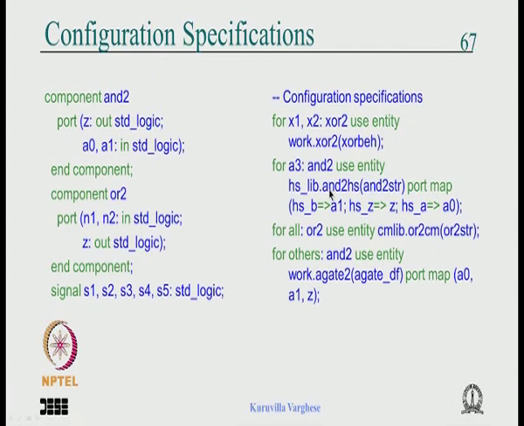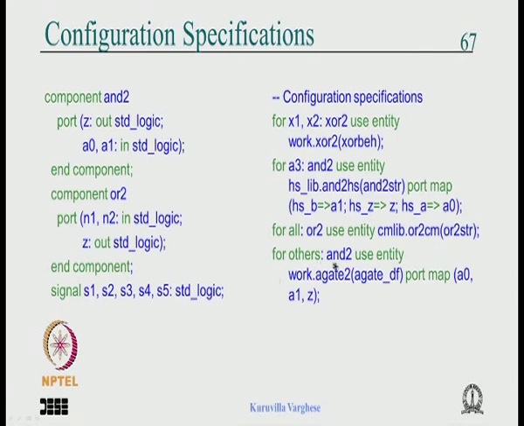compiled in the library, the entity, architecture. And you could even change the port mapping. If you have used some other port names in the instantiation, you can change it from the formal to the actual, whichever way you have used for the instantiation. So you can do the port mapping, and for all OR2, that means for all instantiations of OR2, use entity this particular library, entity and architecture.